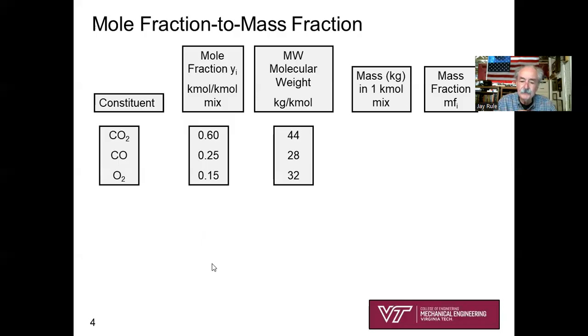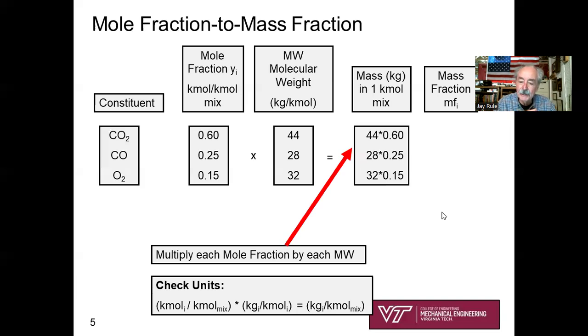Okay, next, you should know off the top of your head the molecular weight for each constituent. CO2: that's going to be 12 plus 2 times 16, 12 plus 32, that's 44. Get that off the top of your head. CO, 12 plus 16, that's 28. Oxygen, 2 times 16, that's 32. That column was easy.